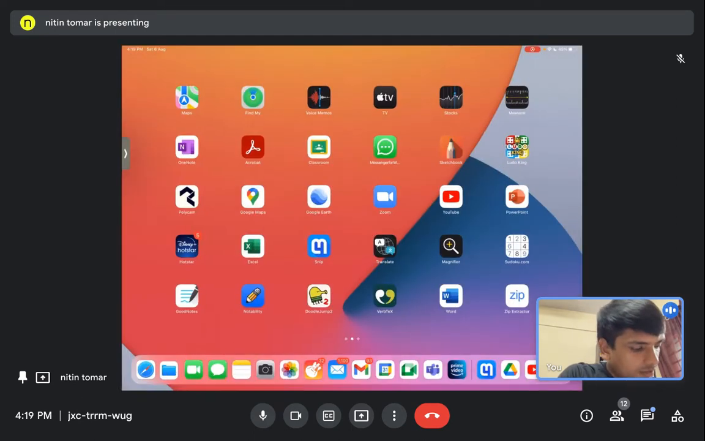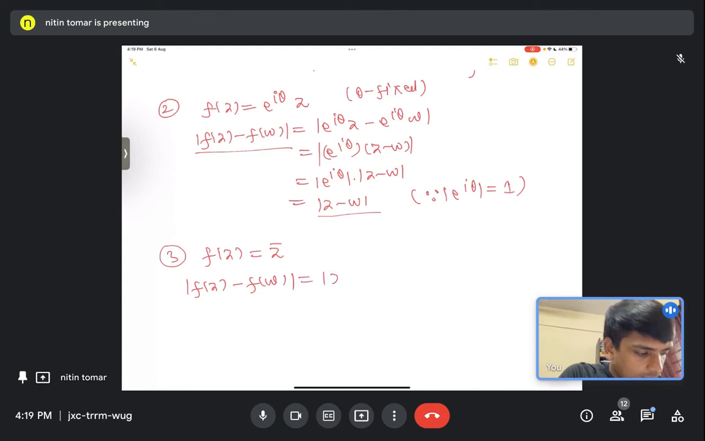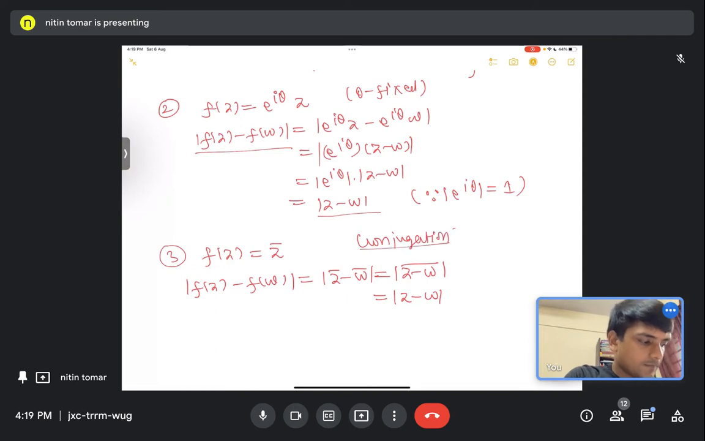Another useful example of an isometry is the following. It is the conjugation map. f(z) is z bar. Why? Because f(z) minus f(w) is z bar minus w bar. It can be written as z minus w whole bar, and we know the modulus of a complex number is the same as its conjugate, so it is again |z minus w|. So this map is called conjugation. These three examples are really important, which will be used in the exercises of this assignment.